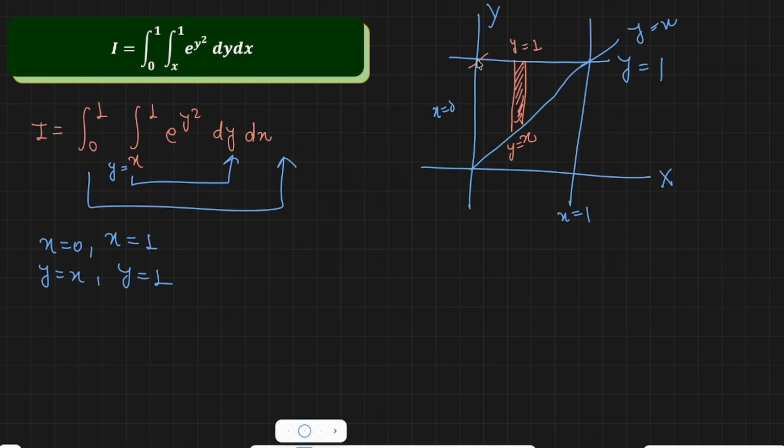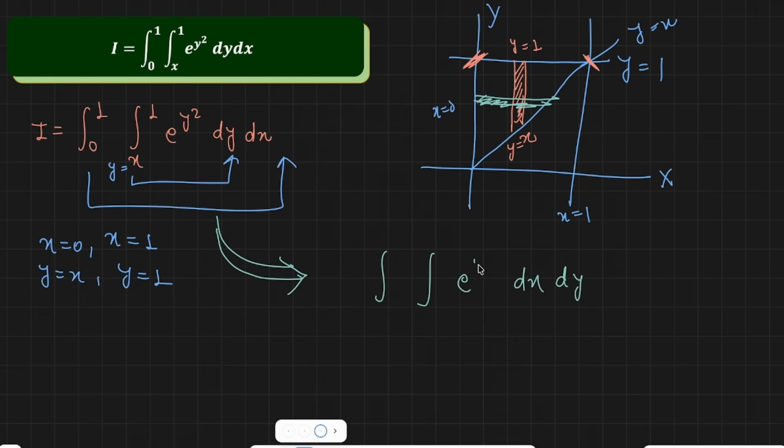And what is the x? X is equals to 0 to x is equals to 1. Using this you can simply find out the integral. But now I want to change the integral. It means that I will take a strip parallel to this. Then this integral will convert to the integral form dx dy.